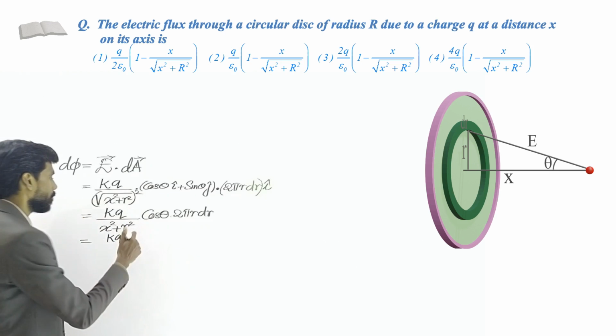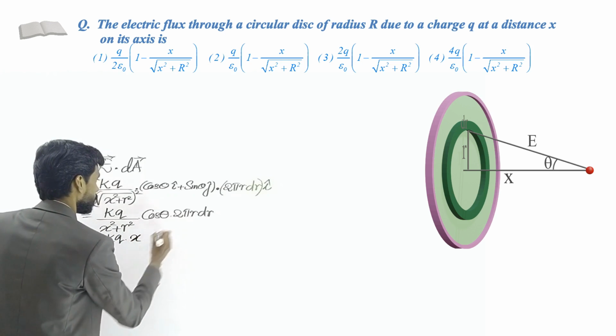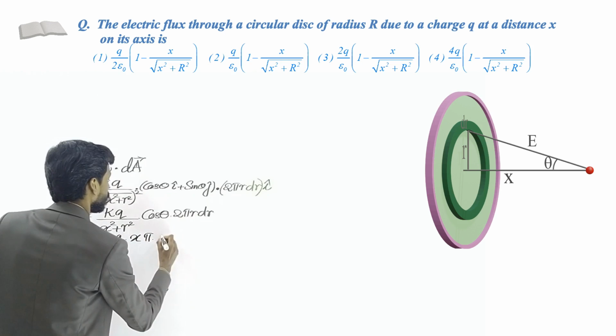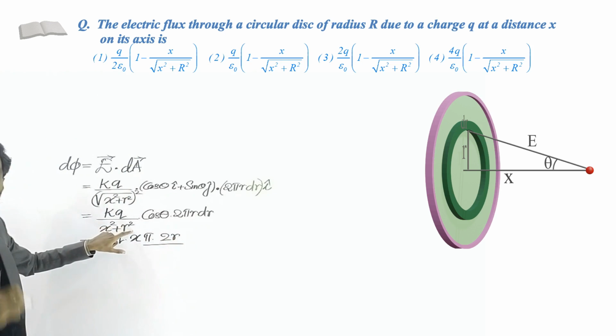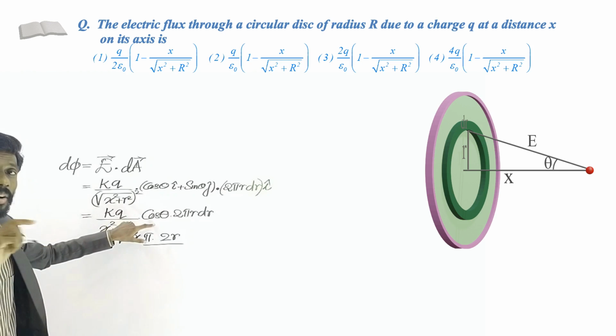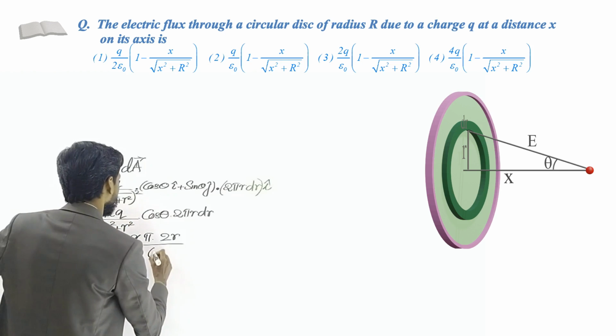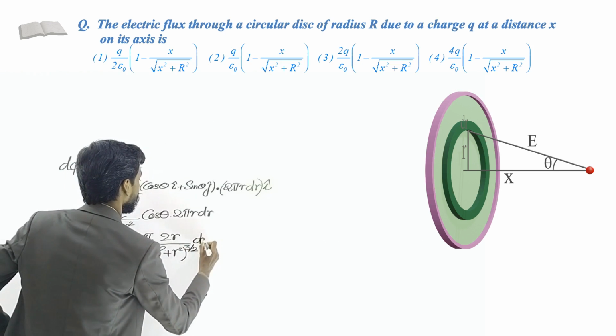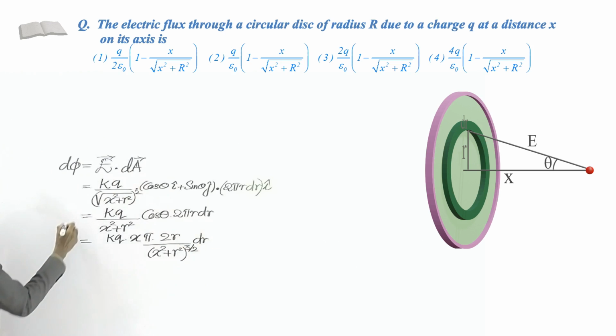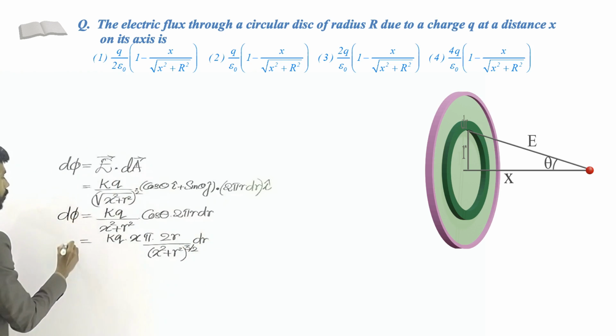So that can be written as x, this is pi 2r divided by x squared plus r squared multiplied by square root of x squared plus r squared. So that can be written as x squared plus r squared to the power 3 by 2 dr. So that's it. So this is the value of d phi. So we want phi. So what do you do? Simply do the integration. That's all.